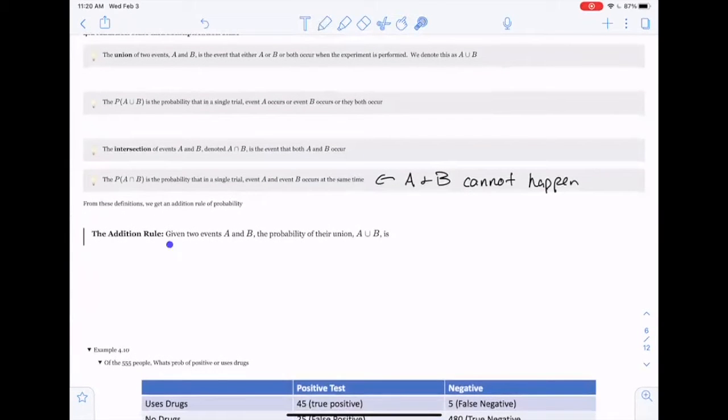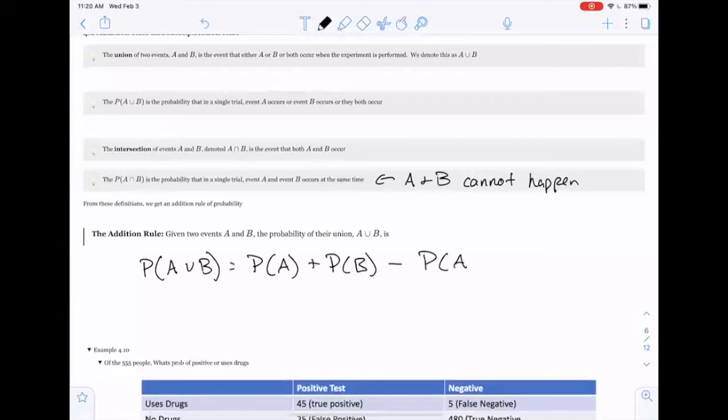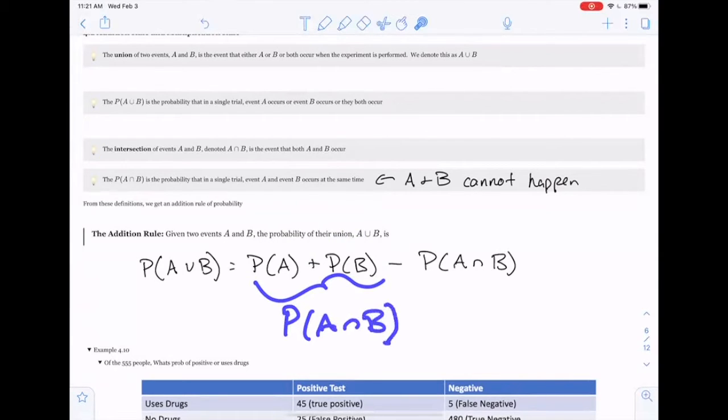And so given two events A and B, the probability of their union, the probability of A union B, is going to be the probability of the event A, plus the probability of the event B, minus the probability of their intersection. The reason for our addition rule is that within the probability of A and the probability of B, they both contain the probability that A intersect B occurs, right? That intersection is going to be contained in both.